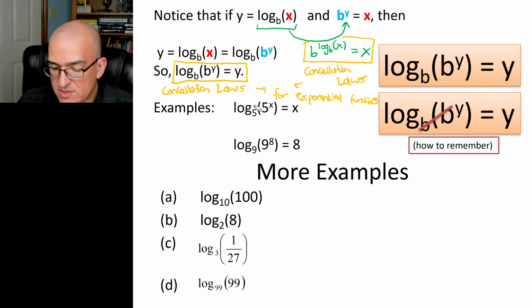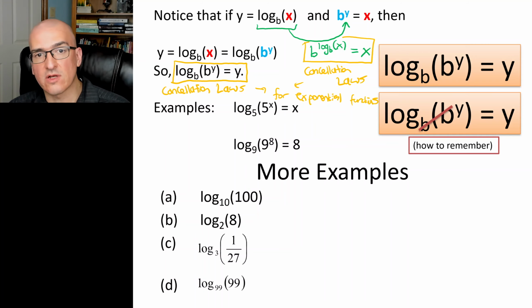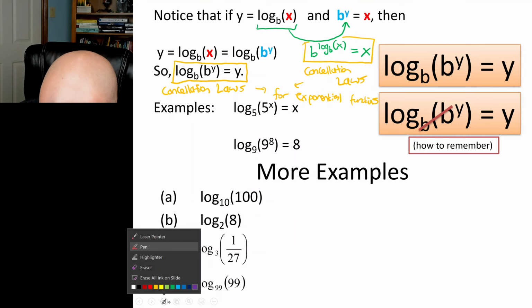With concrete numbers, log base 9 of 9 to the 8, we can cancel log base 9 with exponential base 9 and just get what's being plugged in, just the 8. So let's use these rules to simplify expressions like the following ones: log base 10 of 100. How can we access a cancellation law to simplify this expression? Well, in all the cancellation laws, the base of the log function matches the base of the exponential.